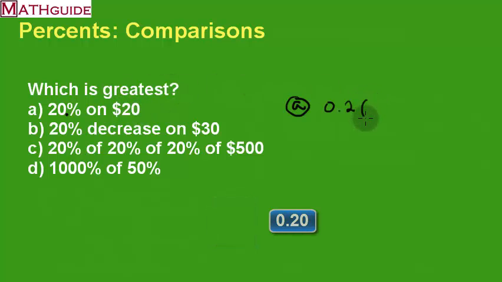So you just multiply those two. And if you do, you'll get 4, or $4 if you insist on money. But the answer is 4. Alright, let's see, B.